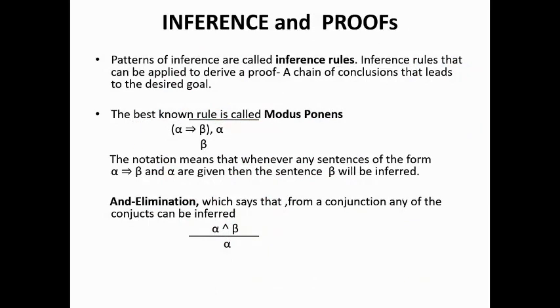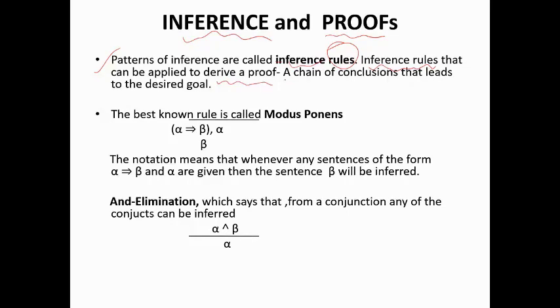It's about inference itself. As I told you last time, you can think of inference as a control factor or just a result, a matrix. So this is combined together with the proof. The patterns of inference are called inference rules. So there are certain rules, and inference rules can be applied to derive a proof, to get some evidence, a kind of evidence.